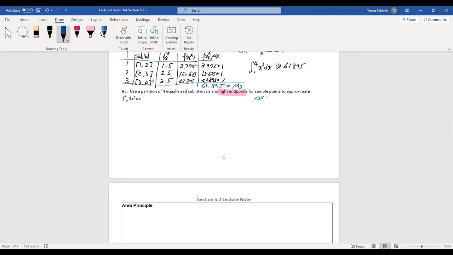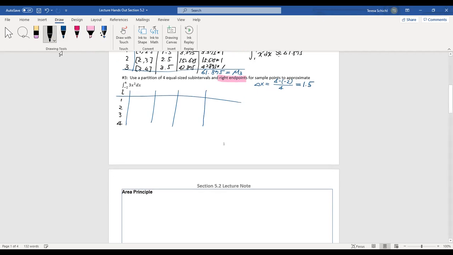My delta x is going to be what? My delta x is going to be 4 minus -2 over 4, so my delta x is 1.5 here. Now, just like we did previously, I set up my subinterval, my xi, my f of xi. How many intervals? 1, 2, 3, 4. I have 4 intervals.